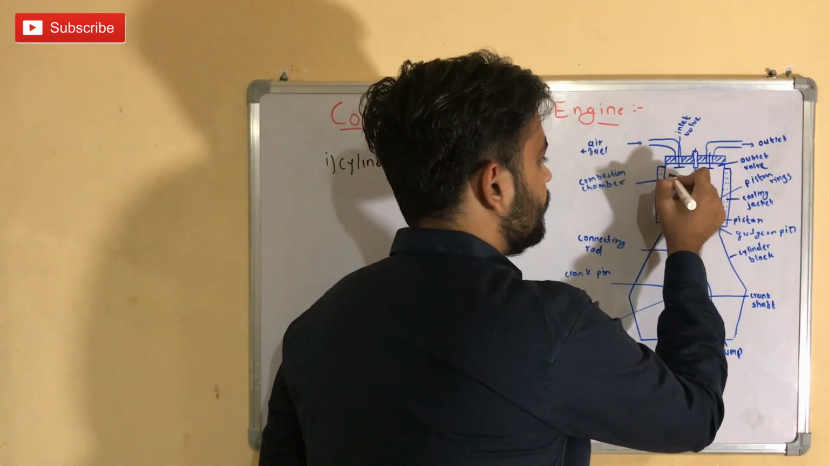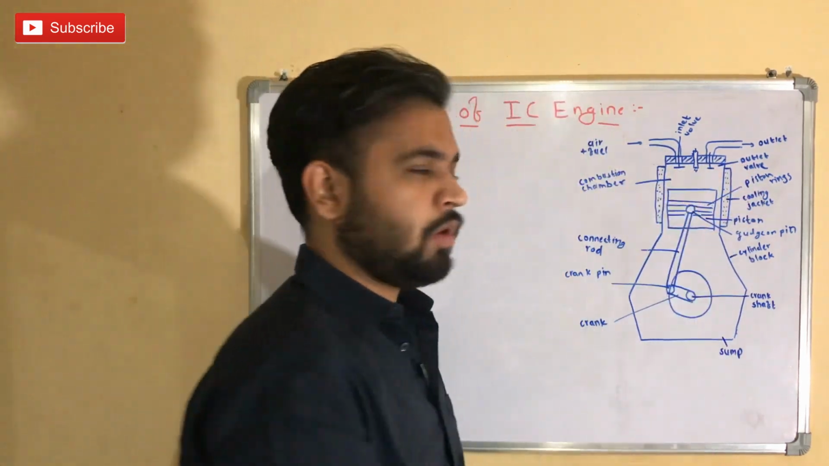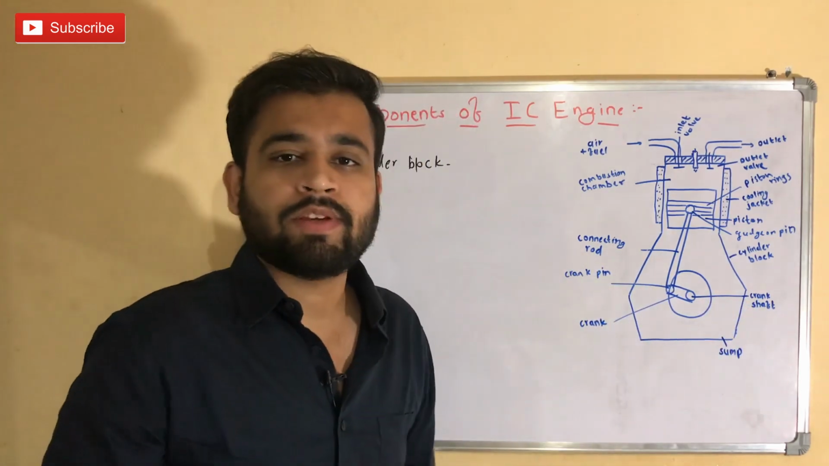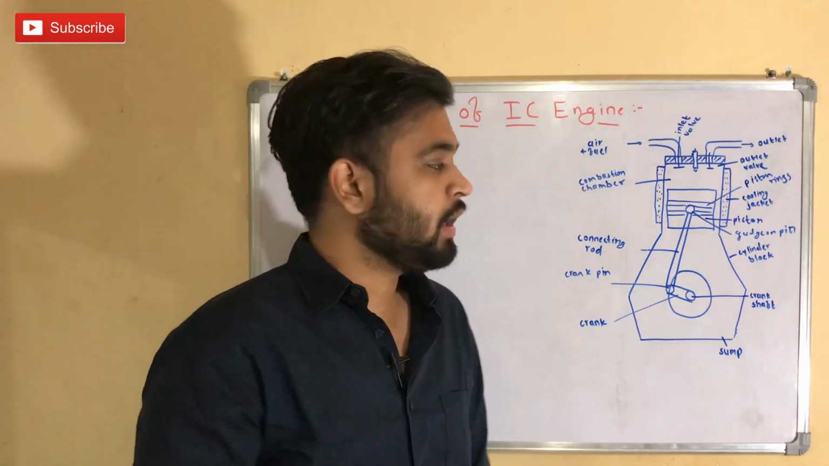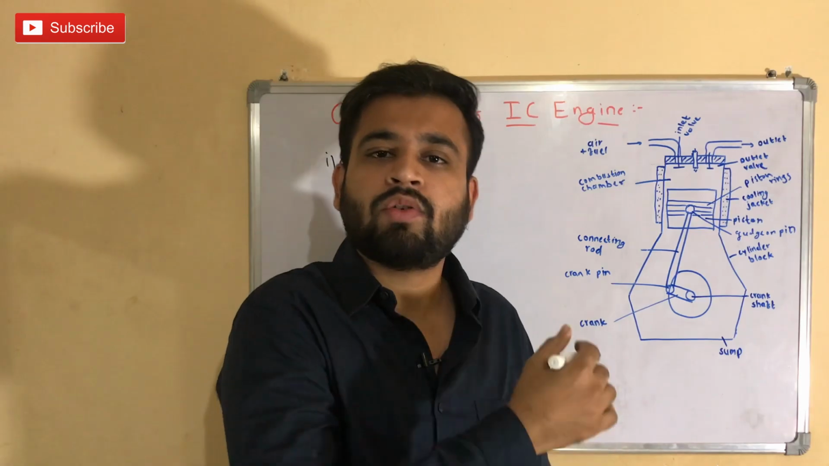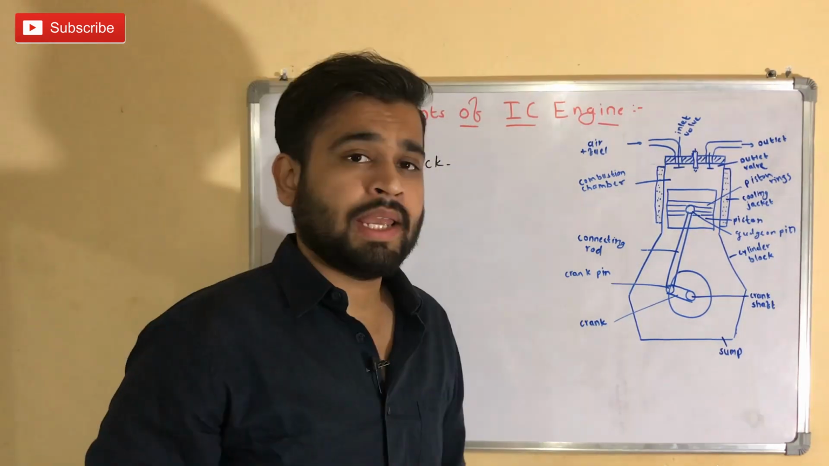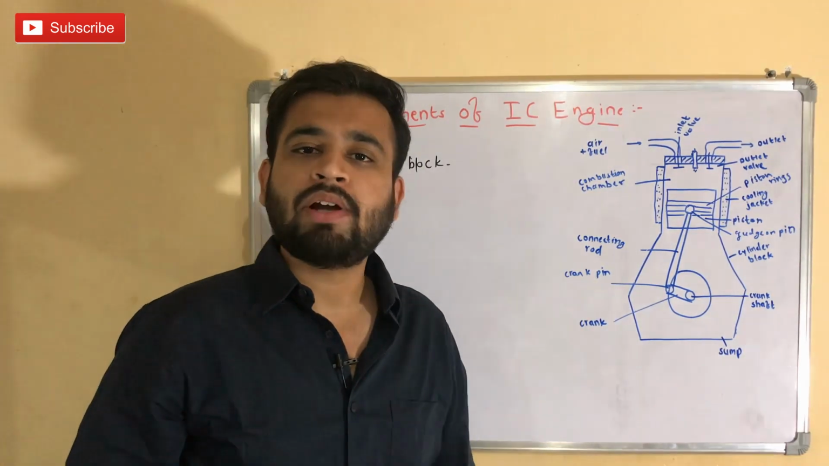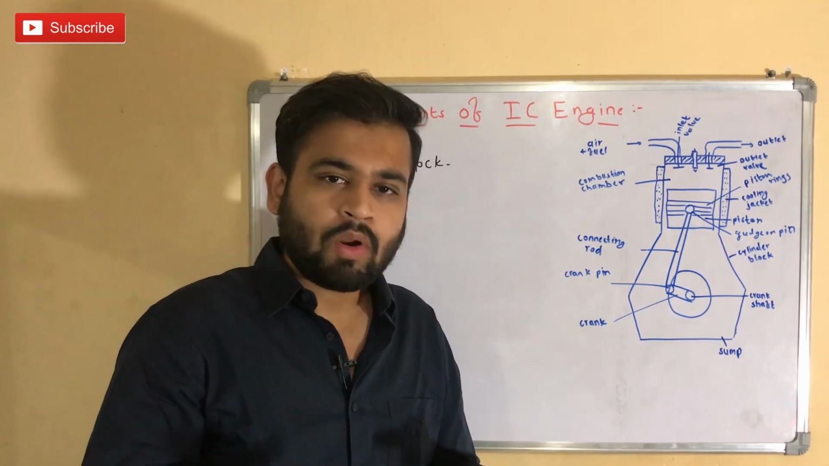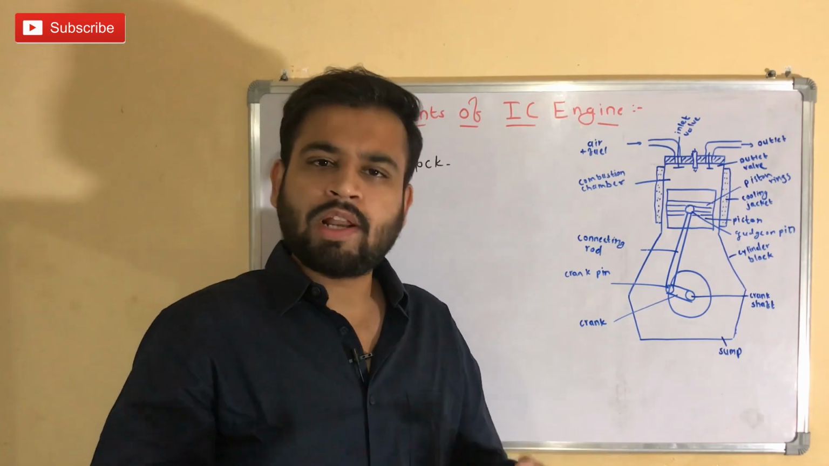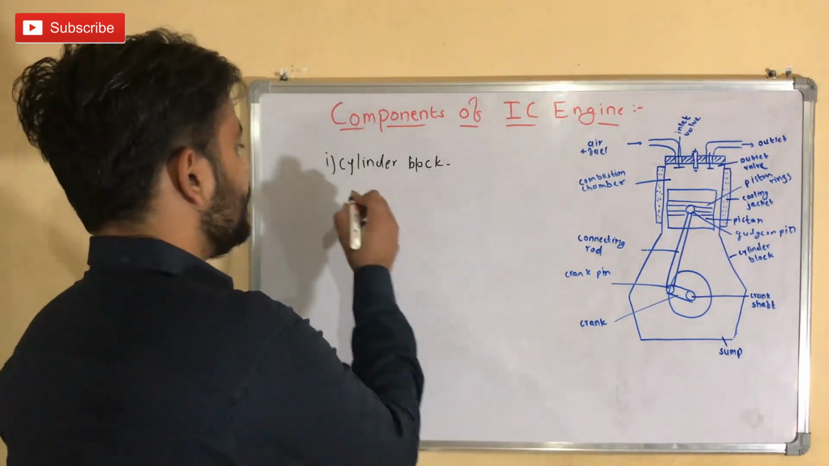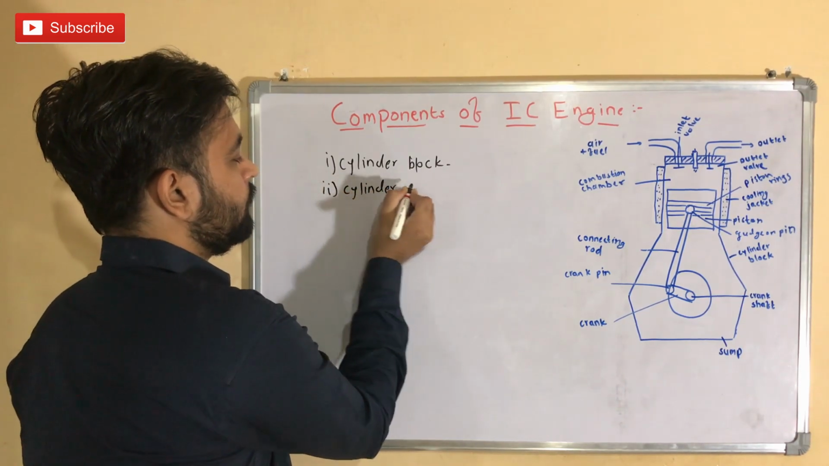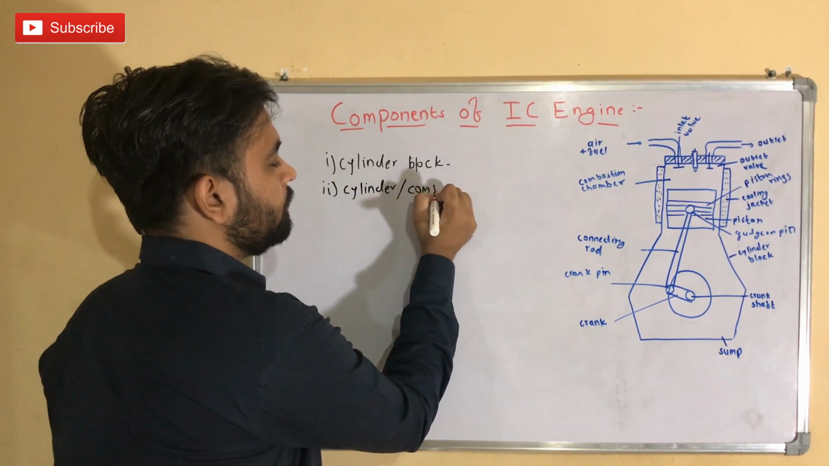So as you can see, this is a cylinder block. The cylinder block also comprises a sump which contains the lubricant. During the cycle, it provides lubrication to all the moving parts. This is the example of a single cylinder engine, but in a multi-cylinder engine, the cylinder block is cast in one piece. So the next component is the cylinder, or we can say the combustion chamber.